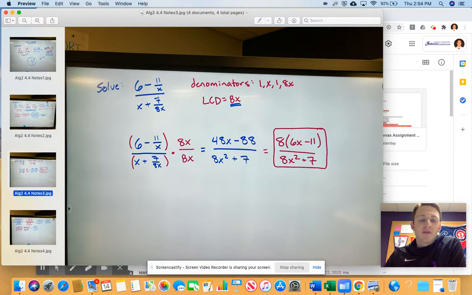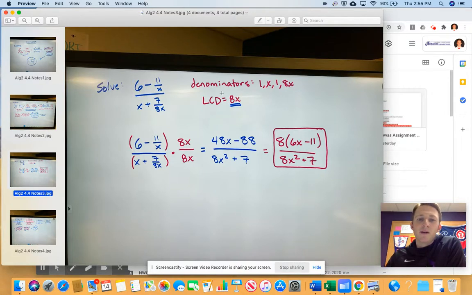Here we have a complex fraction, which means we have fractions on top of fractions. Up here on the top, we have 6, which is really 6 over 1, minus 11 over x. And then on the bottom, we have x over 1 plus 7 over 8x. So our denominators are 1, x, 1, and 8x. So our least common denominator would be 8x, because 1 you could multiply into 8x, x you could multiply into 8x, 1 you would multiply into 8x, and obviously 8x is itself.